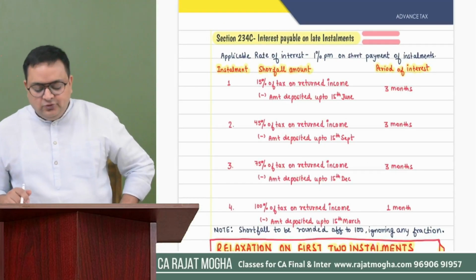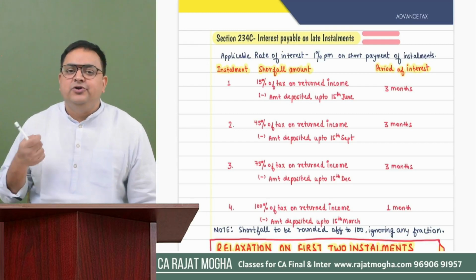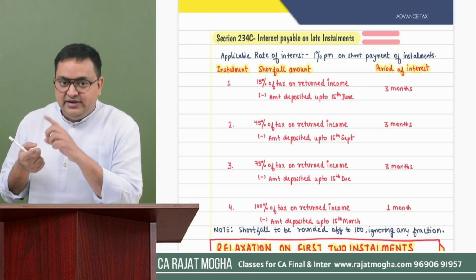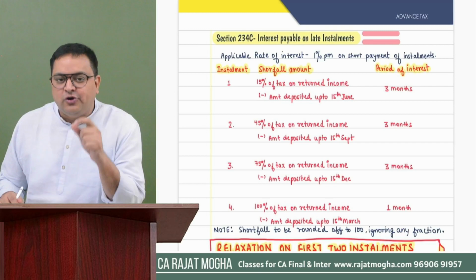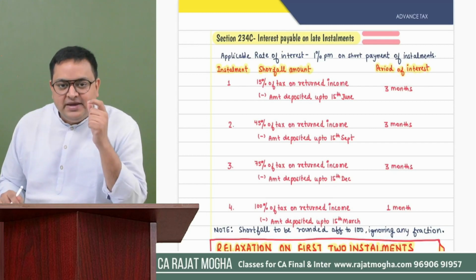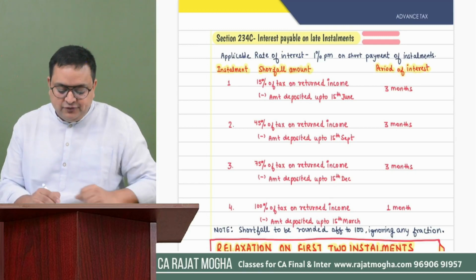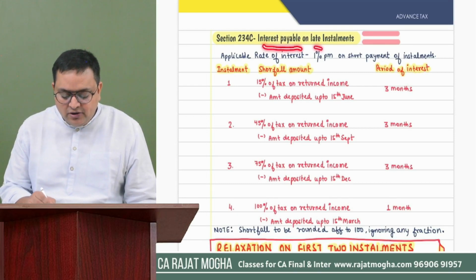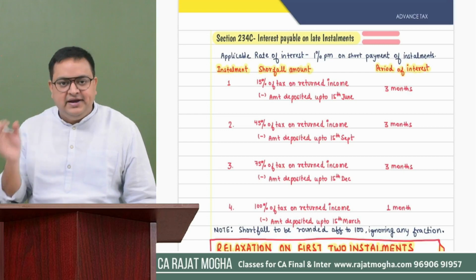Now there is a section 234C. This section will be applicable if you don't deposit your installments correctly. If you are either not depositing at all, or depositing a short amount, a lower amount, then whatever amount you are paying short, you have to pay interest also under section 234C. So 234C is applicable if the interest is payable on late installments. If you don't pay your installments, or you pay your installments late.